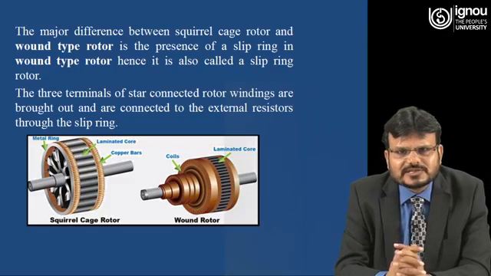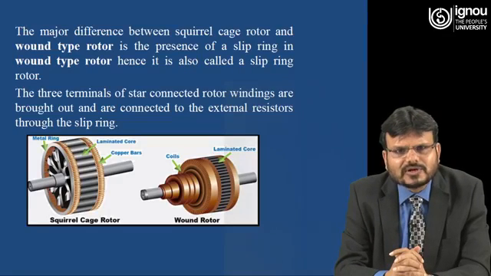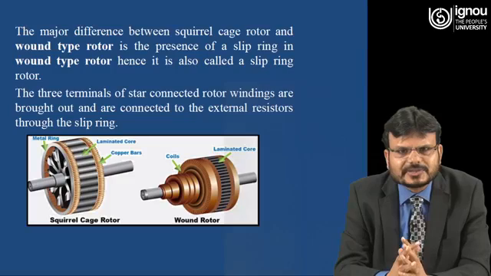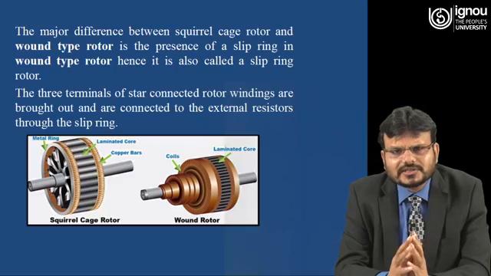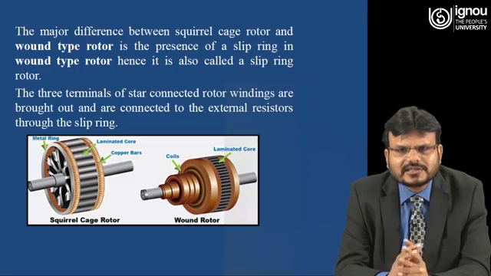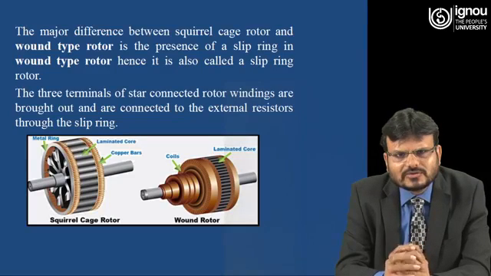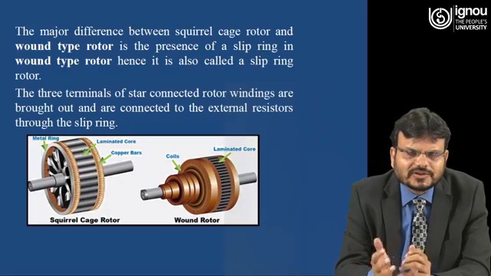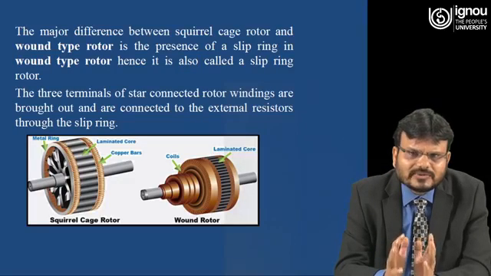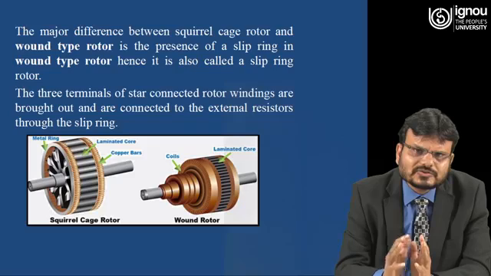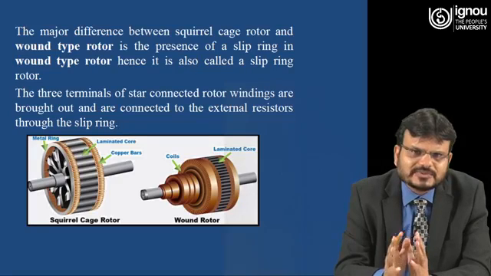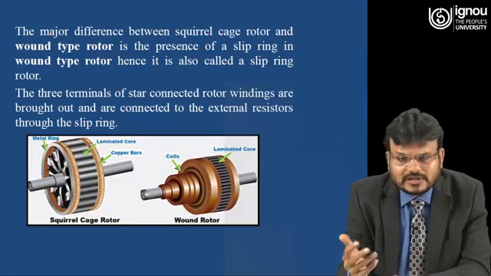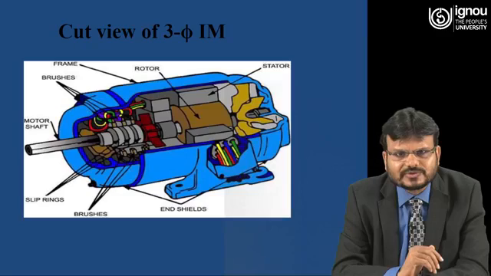The major difference between squirrel cage rotor and wound type rotor is the presence of the slip ring in the wound type rotor, hence it is also called slip ring rotor. The three terminals of a star connected rotor winding are brought out and are connected to the external resistance through the slip ring. As I already told you, the advantage of external resistance is to control the speed of the induction motor as well as to control the torque of the induction motor.